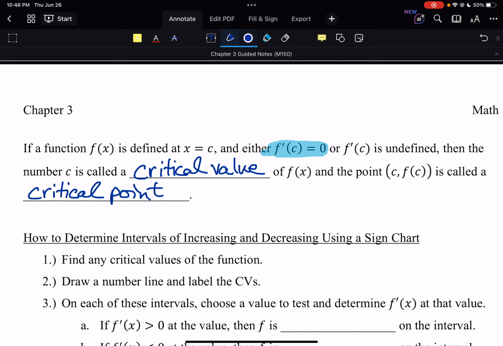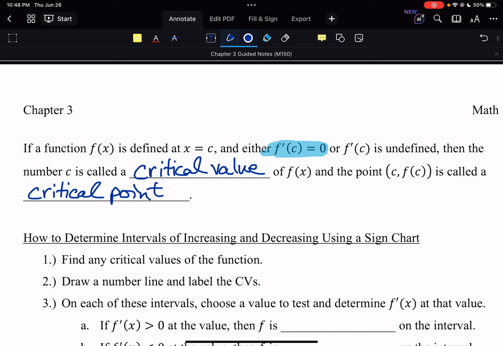Okay, so if we have some value on the function where the derivative is 0 or possibly undefined, that's a little more rare of a case, but it does happen. This value is called a critical value, and the point where it occurs is called a critical point.